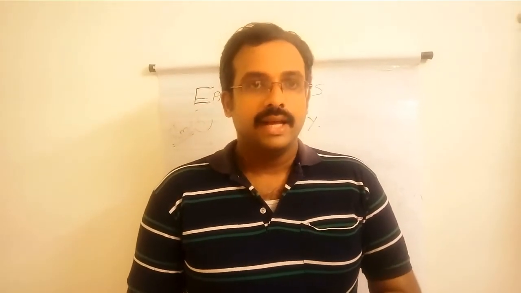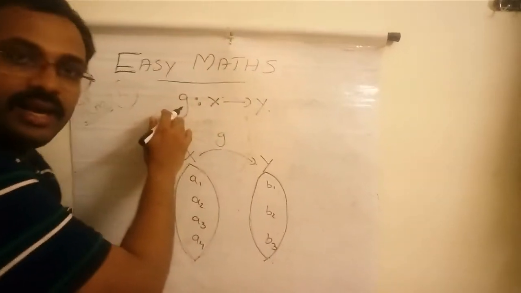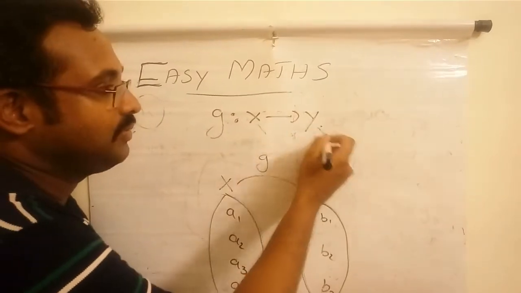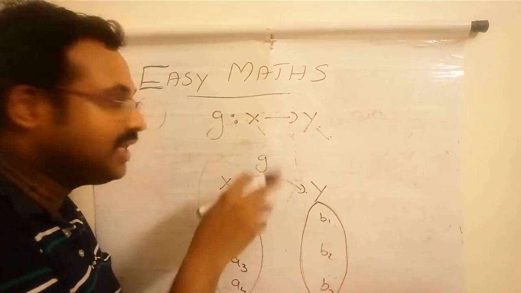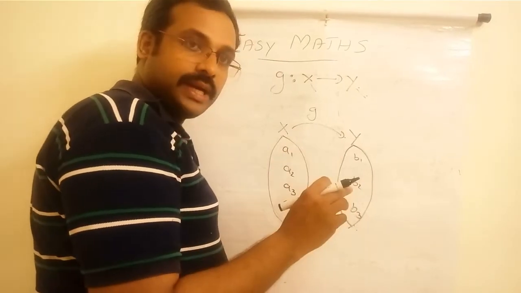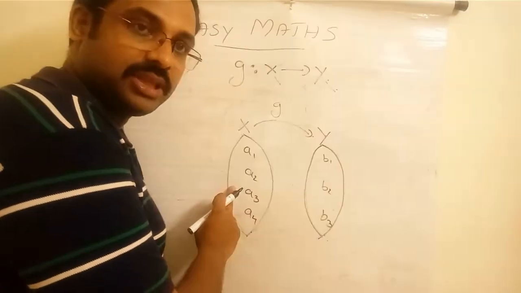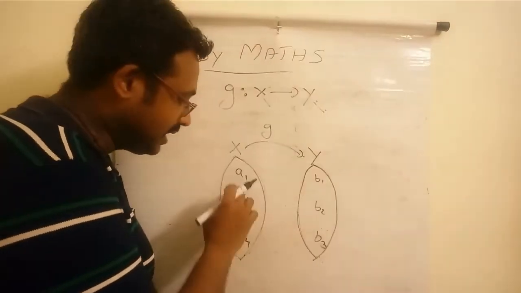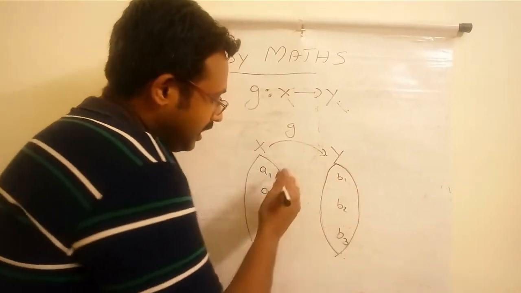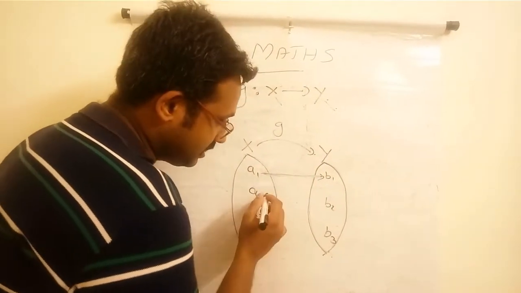For example, let g be a mapping from X to Y. I am defining a mapping g from X to Y, where X is called the domain and Y is called the codomain. We want to check whether this mapping is a function or not, and I am going to define g using the arrow diagram method. X contains 4 elements, a1, a2, a3, a4. Y contains 3 elements, b1, b2, b3. Then I am defining this mapping like this.